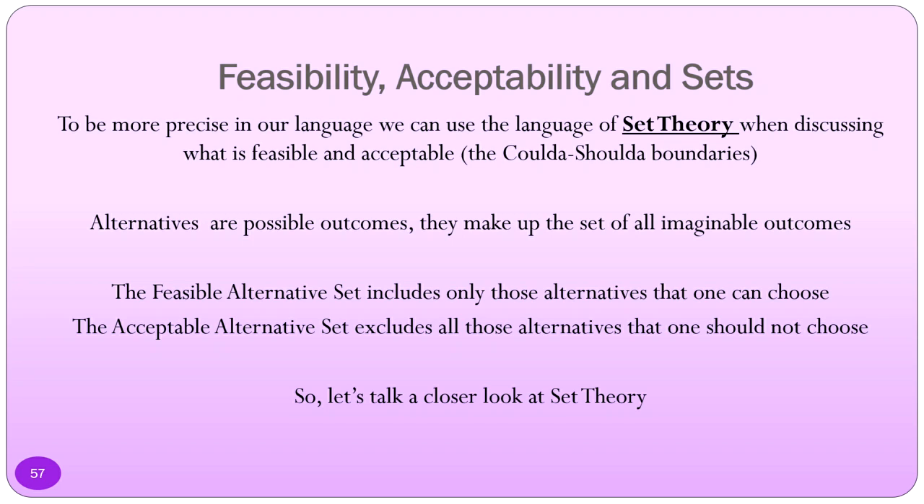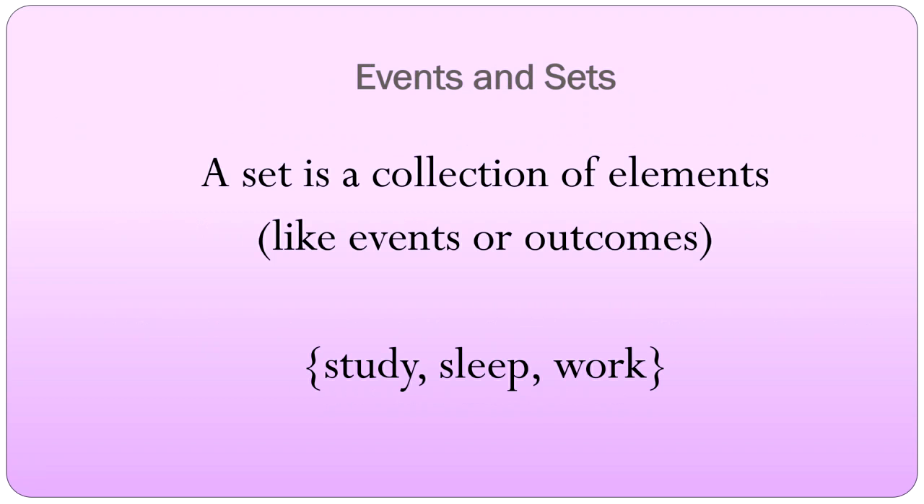So let's take a closer look at set theory. So there are events and sets. All right. So a set is a collection of elements like events or outcomes. And typically you have curly brackets, and whatever is inside of it is separated by commas. So this, what you're seeing, is a set of three things that could happen. You could study, you could sleep, you could work. So those are the three elements in this set.